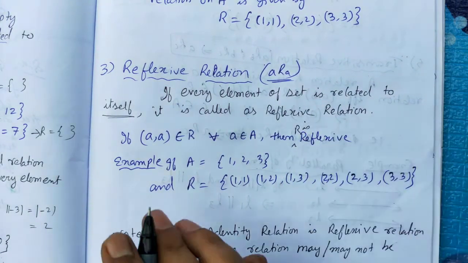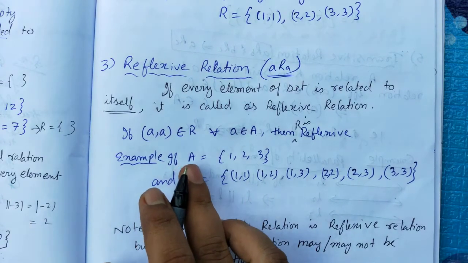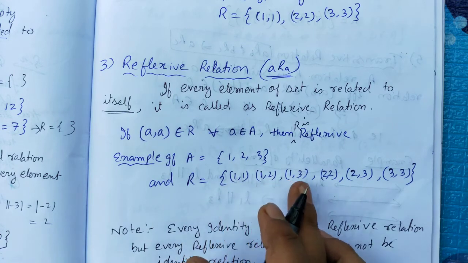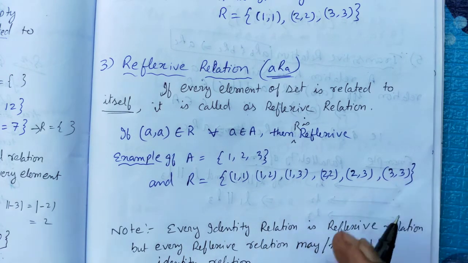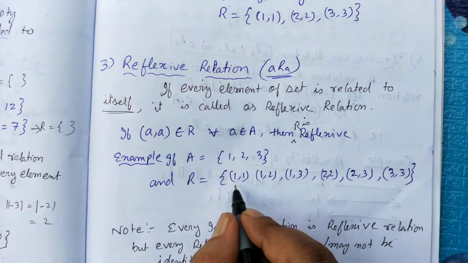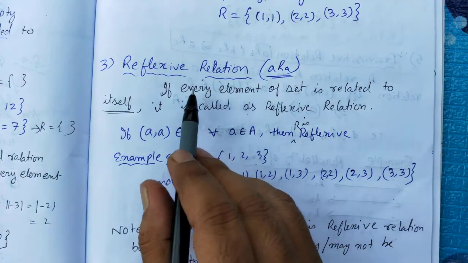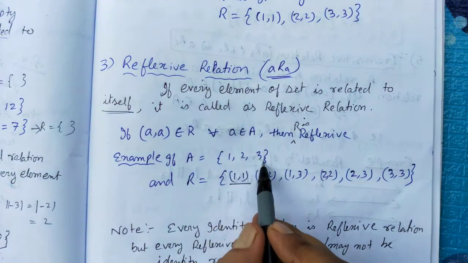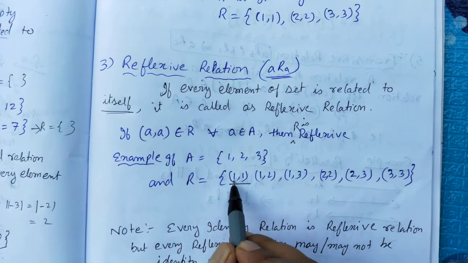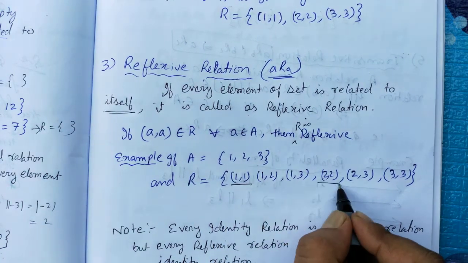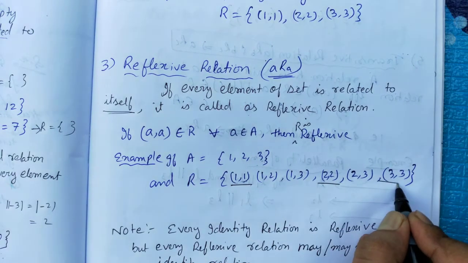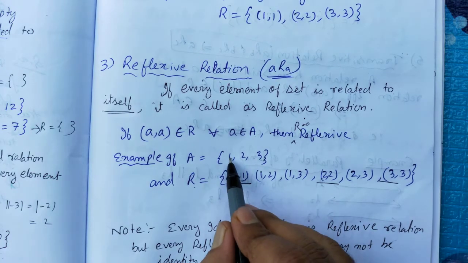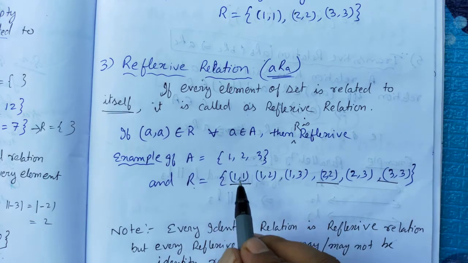R is reflexive. Let's give the example. If A is {1, 2, 3}, and we are given a relation R = {(1,1), (1,2), (1,3), (2,2), (2,3), (3,3)}. Now, as per the definition, if every element of the set is related to itself, then from this set, 1 is related to 1, 2 is related to 2, 3 is related to 3. That means this relation R is reflexive because each element is related to itself.